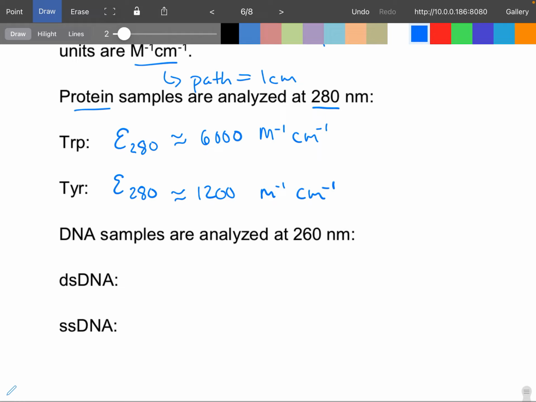Now, DNA samples are analyzed at 260 nanometers. Double-stranded DNA, for example, if we had one absorbance unit, that would correspond to a sample of double-stranded DNA that is the concentration of 50 micrograms per milliliter. Now, single-stranded DNA actually absorbs light more strongly, and so one absorbance unit of single-stranded DNA indicates that the solution is 37 micrograms per milliliter. So we will talk more about DNA later on in this course. We're going to concentrate a little bit more on protein in the first half.